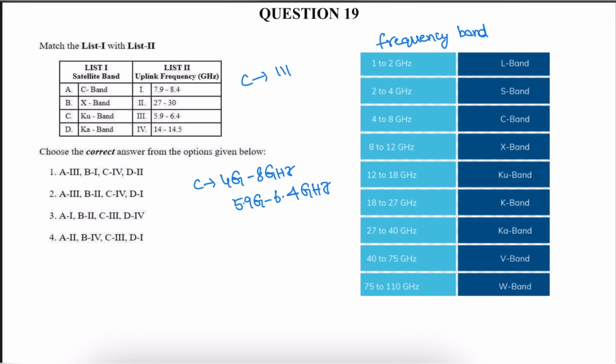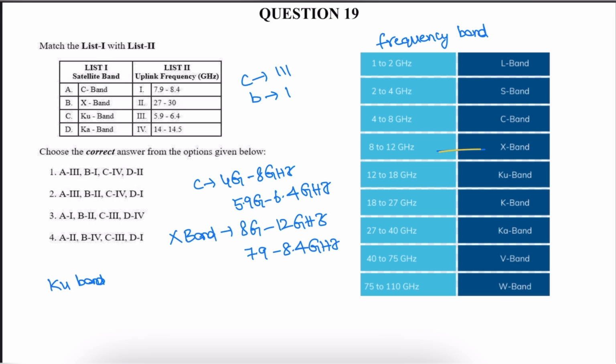Next is X band. For X band, 8 gigahertz to 12 gigahertz. So 8 to 12 is 7.9 to 8.4. Now the approximate option is B1.